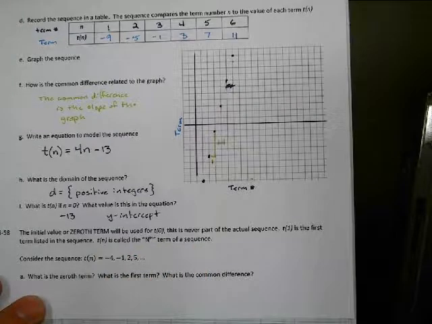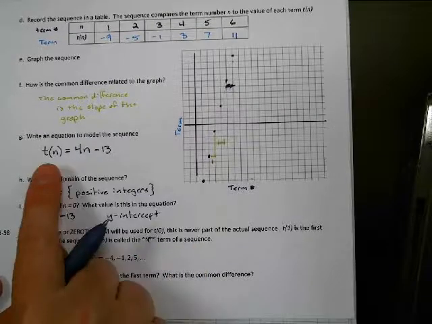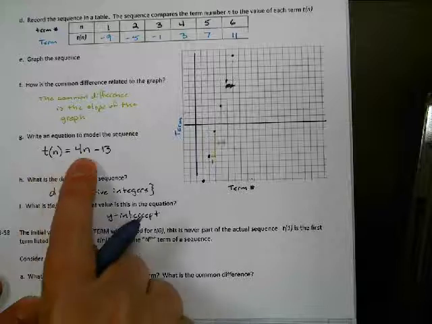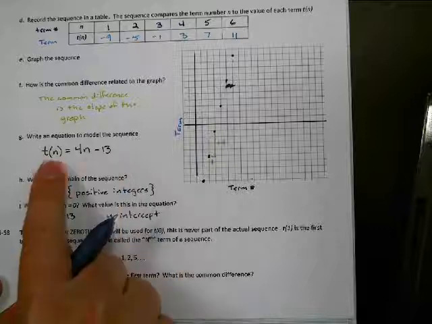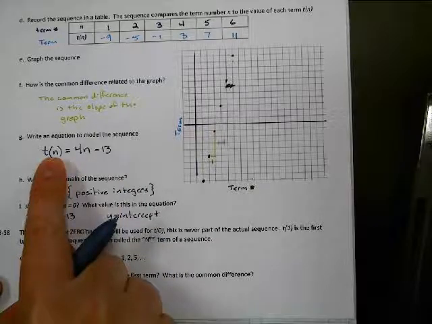So if I want to find the nth term in the sequence, I use this equation. If I want to find the 7th term, I'm not doing the nth term anymore. I'm going to plug in 7 here, and that'll find the 7th term for me.